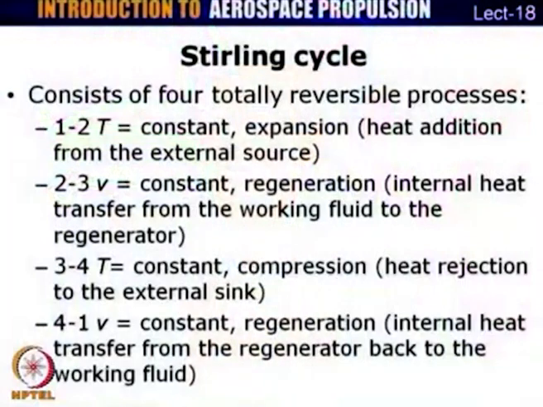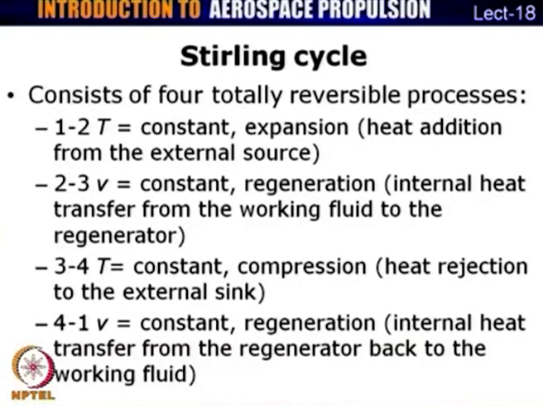So, isothermal heat addition and isothermal heat rejection is an important aspect of a cycle if it has to achieve Carnot efficiencies. So, let us look at what are the different processes that constitute a Stirling cycle. A Stirling cycle basically consists of 4 processes which are totally reversible. Process 1 to 2 is isothermal process, T is a constant.